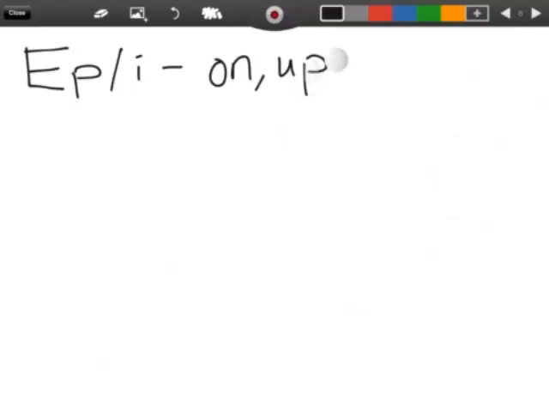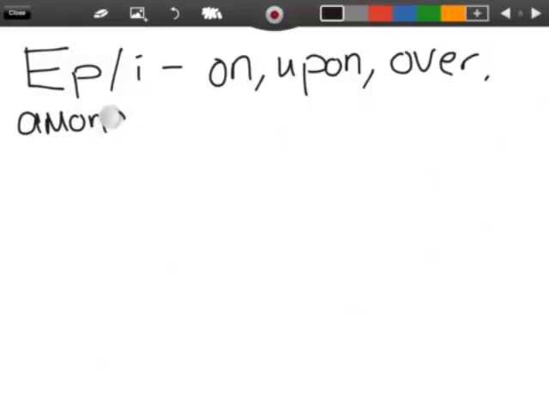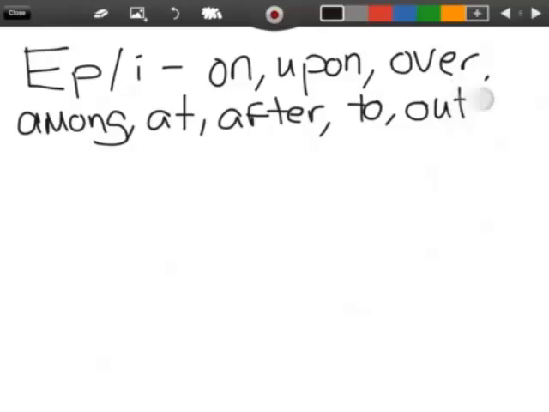Moving on to our next root is epi, meaning on, upon, over, among, at, after, to, and outside.